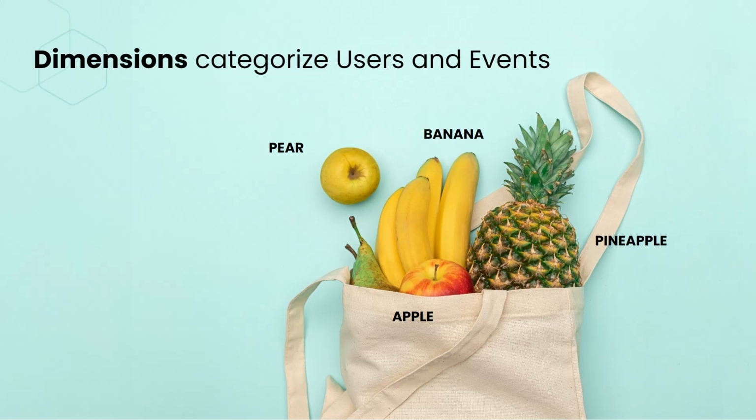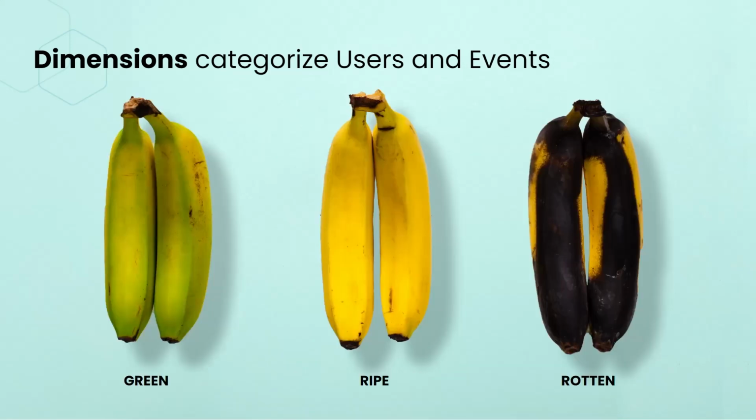A dimension is an attribute of a user or event that helps you to categorize. So for example, if we were looking at data about a bag of fruit, the type of fruit could be a dimension. Whether the fruit is ripe or rotten could be another dimension.